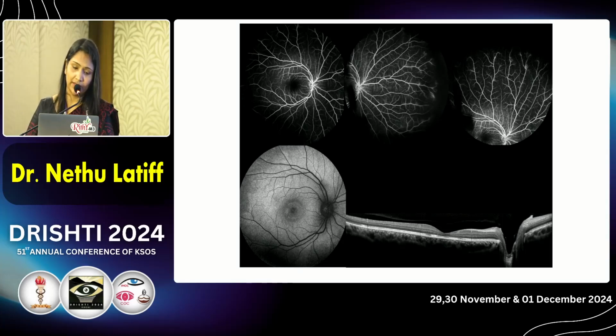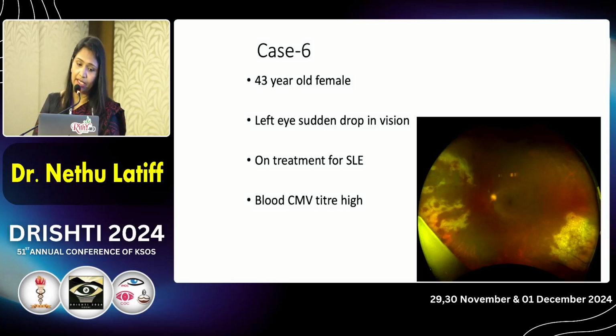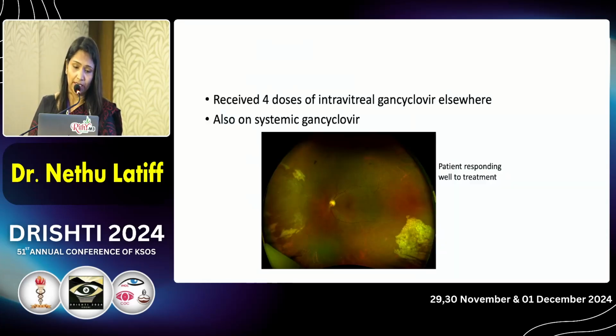in the autofluorescence. And case 6, a 43-year-old female with sudden drop in vision in the left eye, on treatment for SLE. She was treated by the rheumatologist with biologics. Her blood CMV titers were high, and she had a CMV retinitis. So she received 4 doses of intravitreal ganciclovir elsewhere, also on systemic ganciclovir, and the patient responded well to treatment.